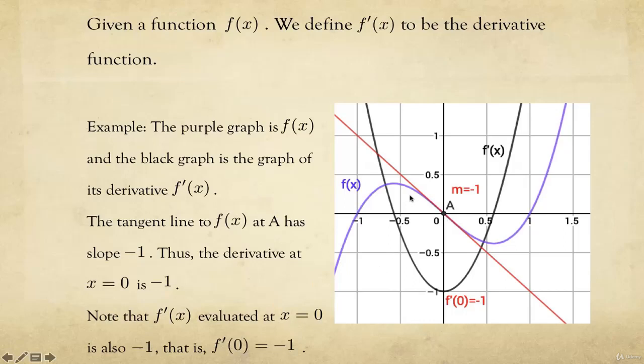As another example, if you look at this point right here, the slope here looks to be 0, and you look at f prime at that point, you see that it's also 0. Similarly, in this point, the slope here is 0, so f prime at that point is also 0. So the black function tells you the slope of the tangent line of the points on the purple graph.